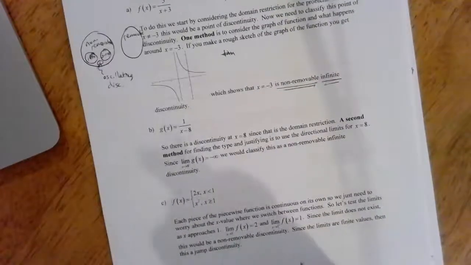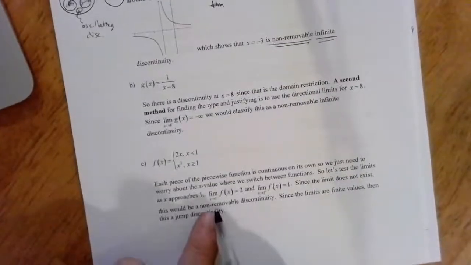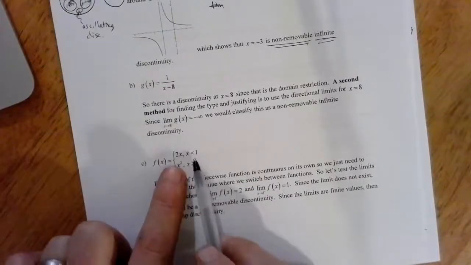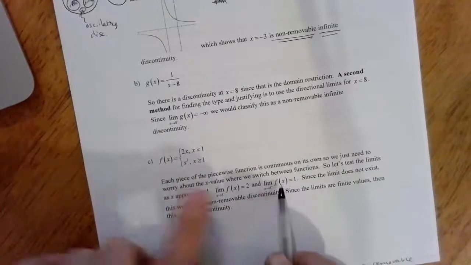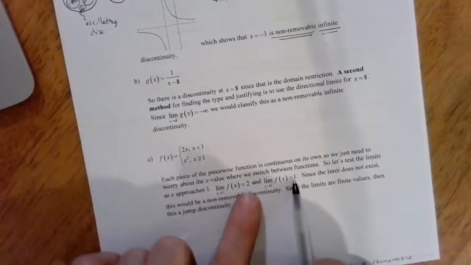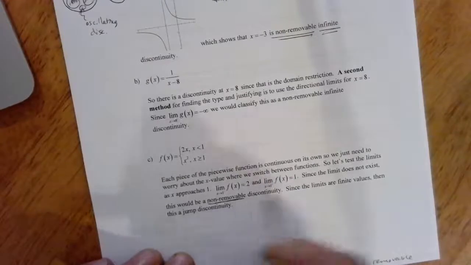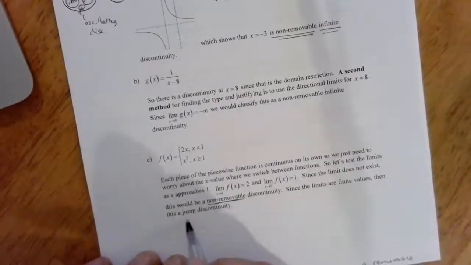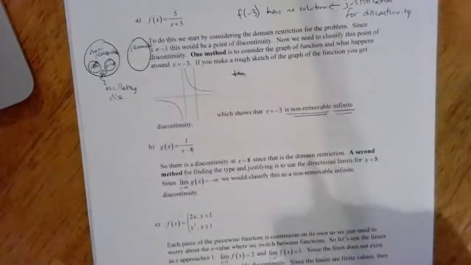So I calculate the limit as I approach 1 from the left. I get 2, and when I'm doing from the left, I'm using this top function, and then I calculate it from the right. When I'm calculating from the right, I'm using the bottom function because of the domain restrictions there, and I can see that those limits are not equal. So that's why this one right here is non-removable. It's non-removable because the limit does not exist, and then since they're finite values, it's a jump. So you would say it's a non-removable jump discontinuity at x equals 1. Okay? So that's how you would basically go through and classify the type.